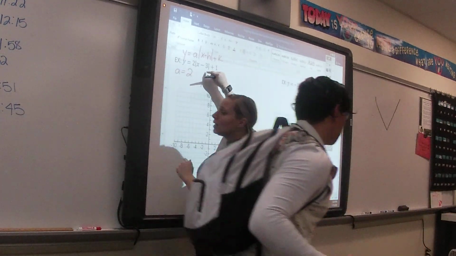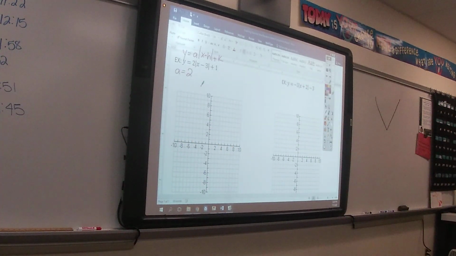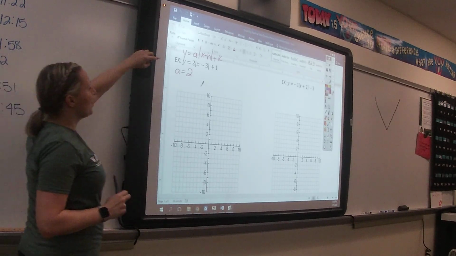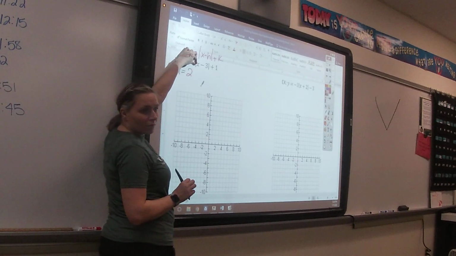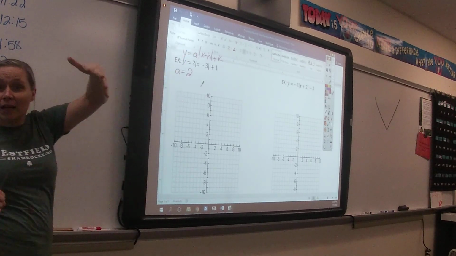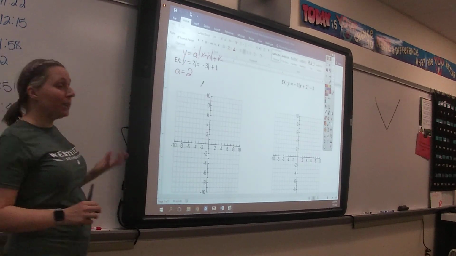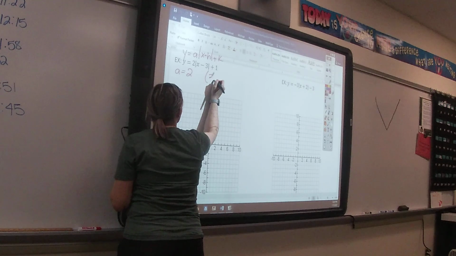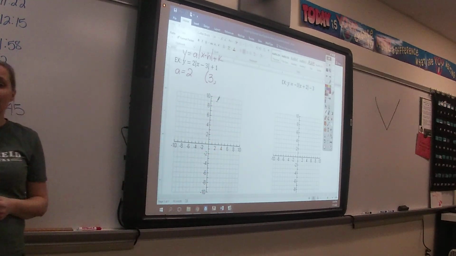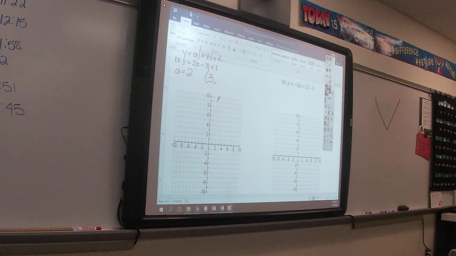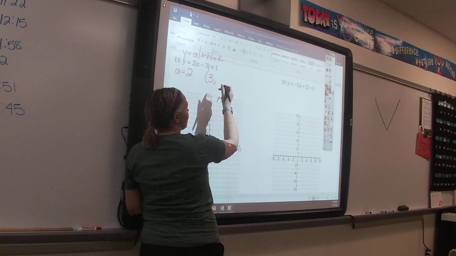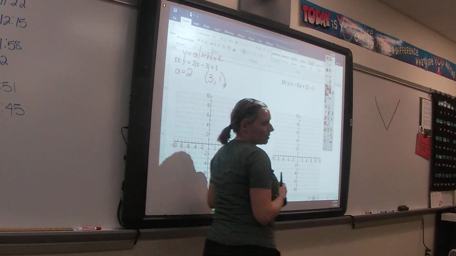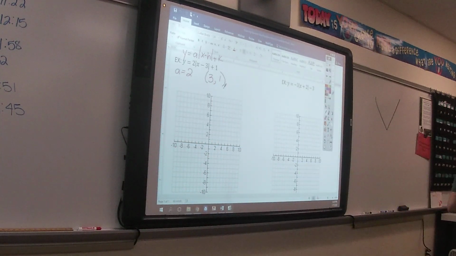Okay, so the starting point is going to be our h, comma, k. So what number is sitting in the h position? 3. It looks negative, so we are going to write it as a positive. And what number is in the k position? 1. We do not take the opposite sign of k because it did not have an opposite in the formula.